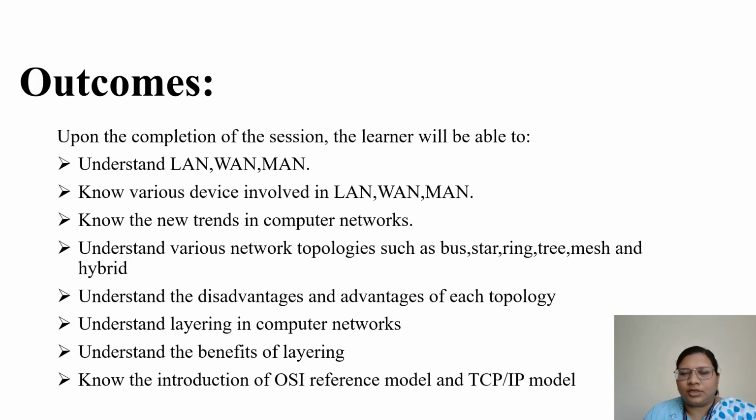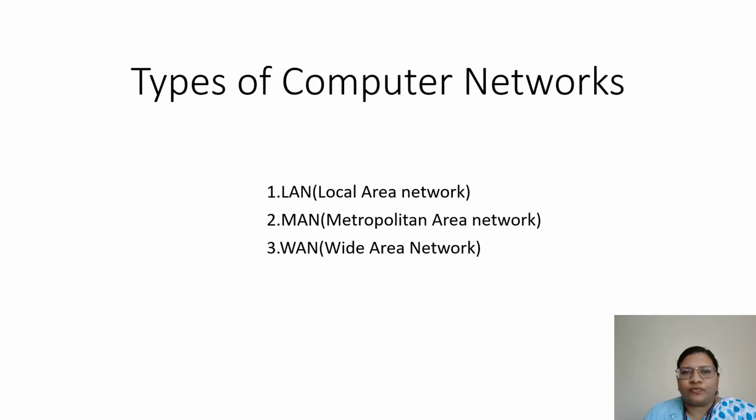Let's go to each and every topic. So the first topic we are going to see is types of computer networks. There are three types of computer networks. One is LAN. LAN means local area network, and second is MAN. MAN means metropolitan area network, and third one is WAN, wide area network.